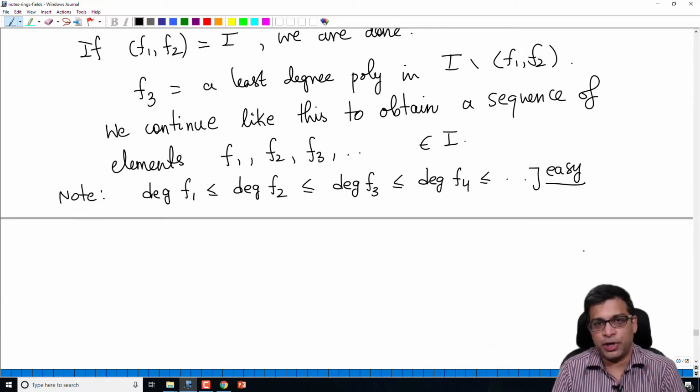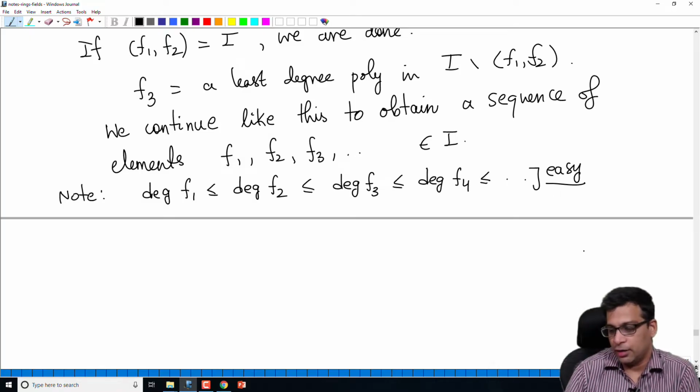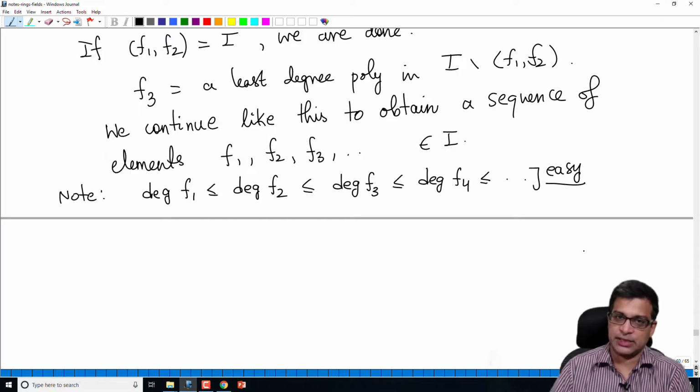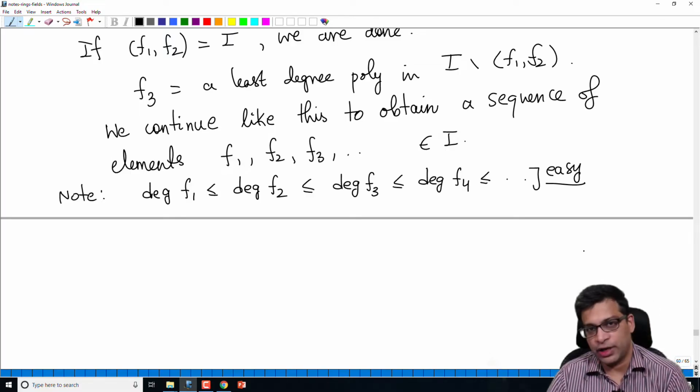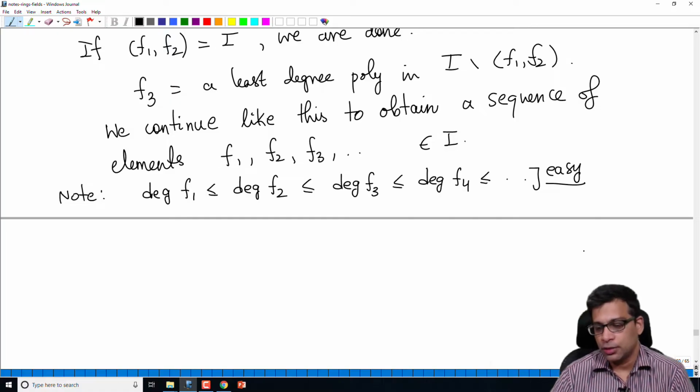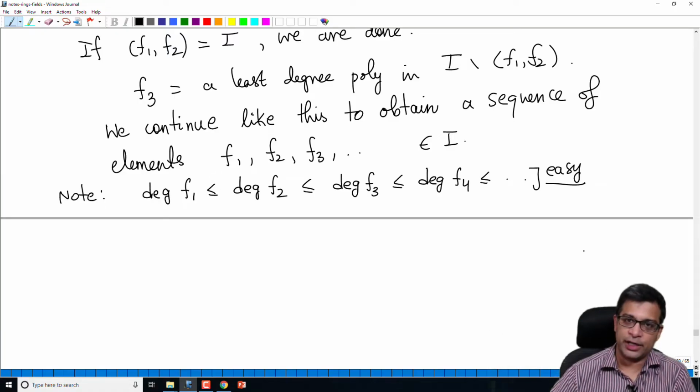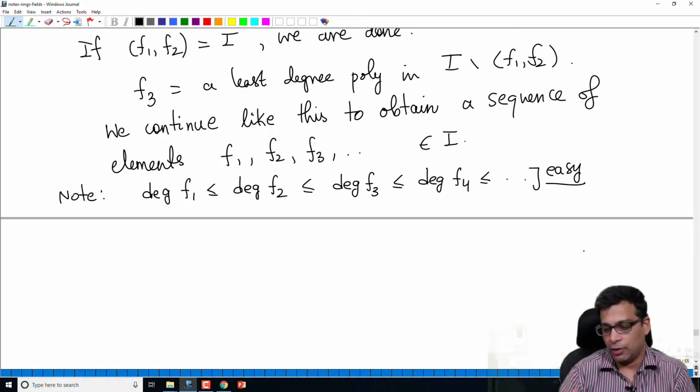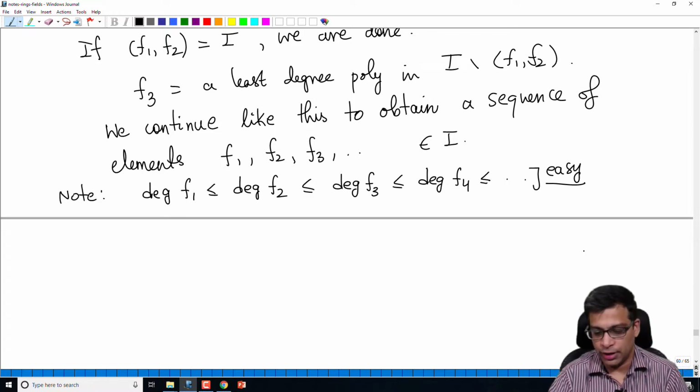At each stage, we are picking a polynomial with the least degree. And if we have chosen F100, F101 is to be chosen in the next step. So if F101 has smaller degree than F100, why would we choose F100 now? We would have actually chosen something which has a smaller degree. So F101, which is chosen at a later stage, will have a bigger degree than F100. When I say bigger, it could be equal, but it will not be less than.